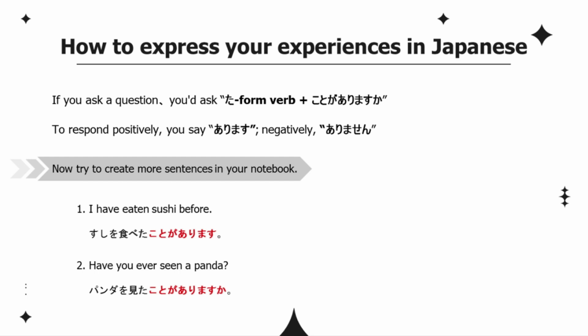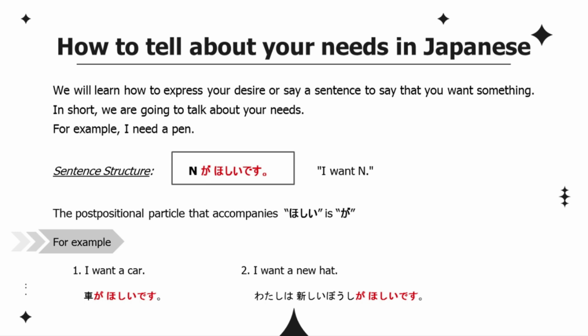5. How to tell about your needs in Japanese. Now, we will learn how to express your desire or say a sentence to say that you want something. In short, we are going to talk about your needs. For example, I need a pen. Formation, N ga hoshii desu. It means I want N. Hoshii is an I adjective. The postpositional particle that accompanies hoshii is ga.